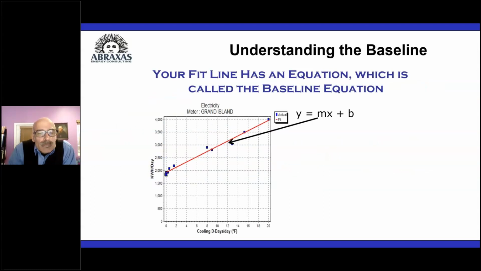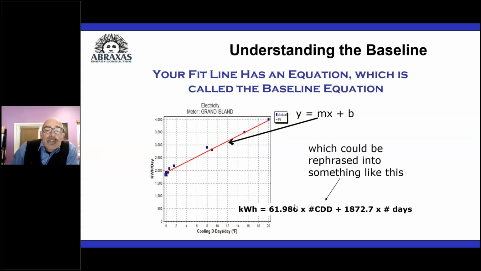Don't worry about it. Okay, so here are 12 bills, plotted as usage per day versus cooling degree days per day. And there's a regression done here. That regression, or fit line, has an equation. It's y equals mx plus b, where b is the y-intercept, that's this whole term, m is the slope, and x is the independent variable. Okay.